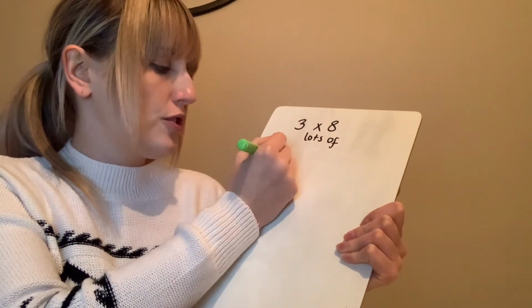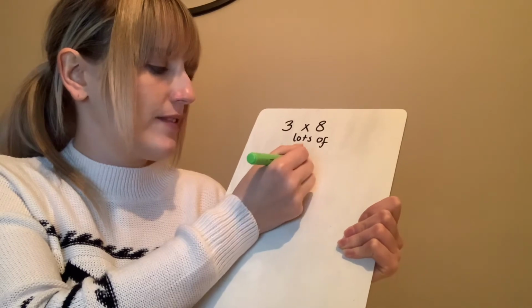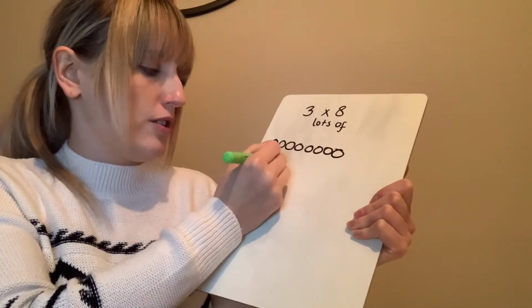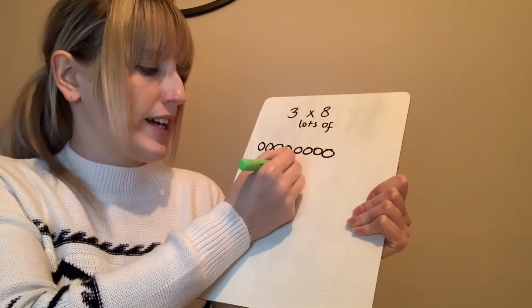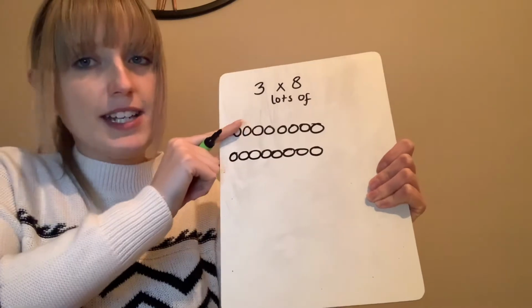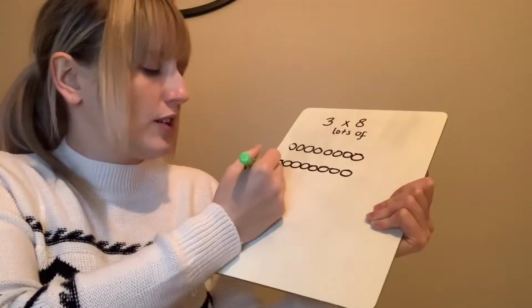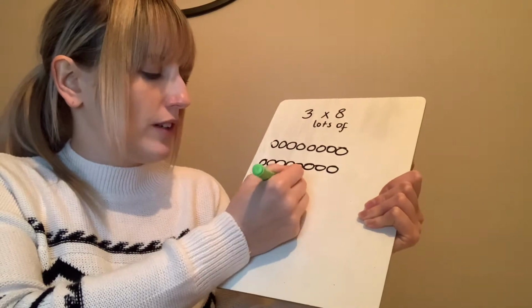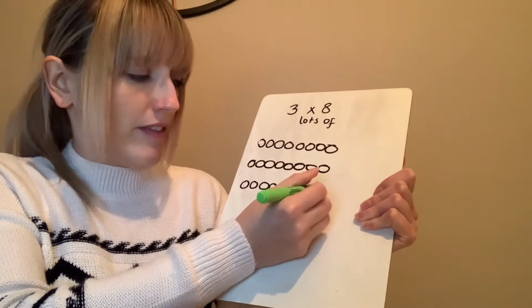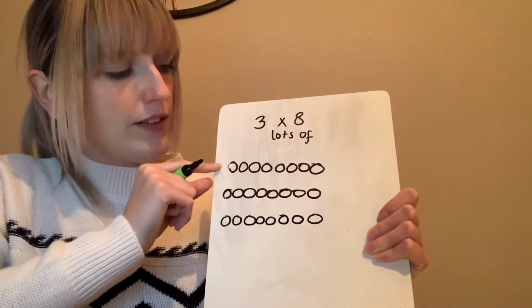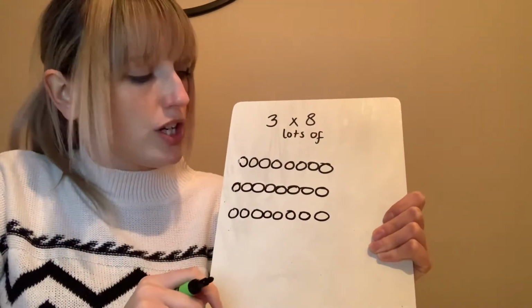So 1, 2, 3, 4, 5, 6, 7, 8 Smarties. 1, 2, 3, 4, 5, 6, 7, 8. So I've got 1 lot of 8, 2 lots of 8, and I need 1 more lot of 8. So 1, 2, 3, 4, 5, 6, 7, 8. That's what 3 lots of 8 looks like as a picture.